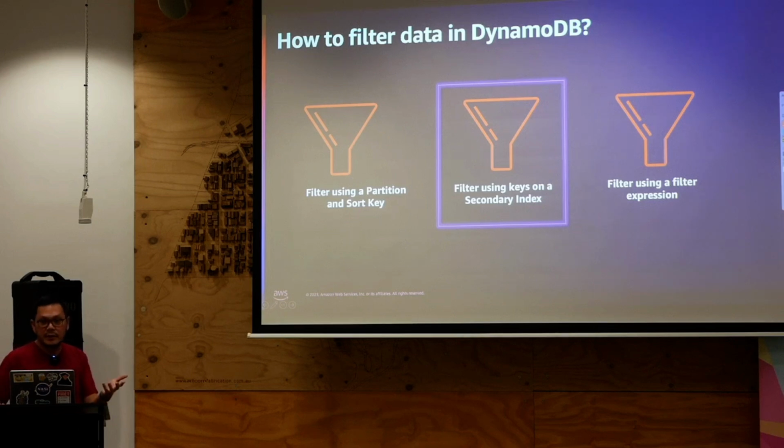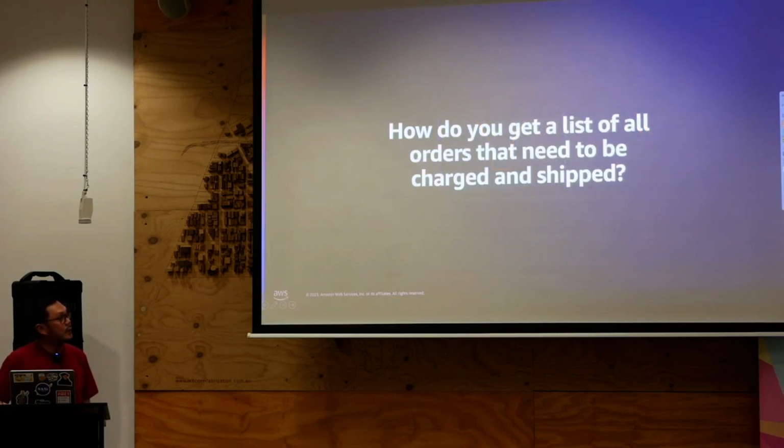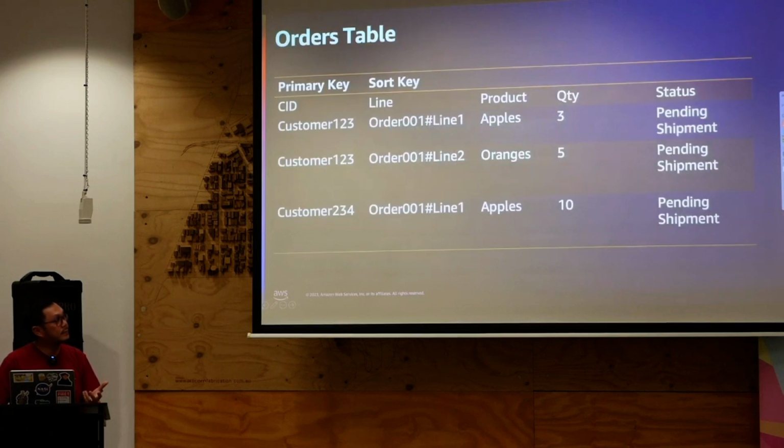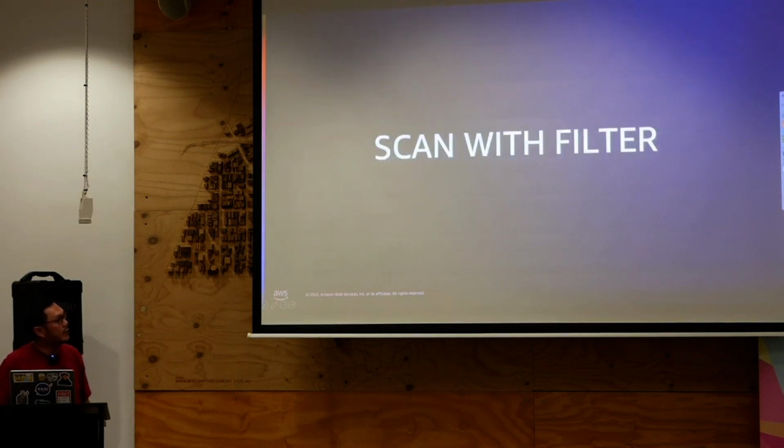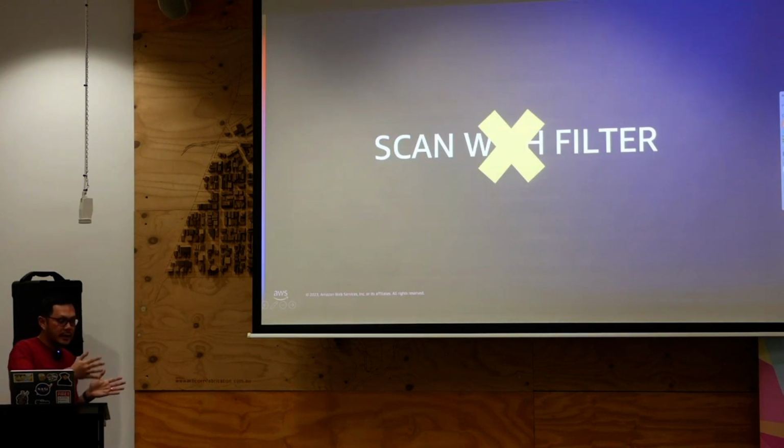Tonight we're just going to look at the GSI and not talk about local secondary index. Previously we looked at the point of view of the user, right? But now as an e-commerce company, how can I get a list of all orders that need to be charged and shipped? One thing I can do is a scan with filter, which we want to avoid, where we scan the table and look at all of the items that haven't been shipped. That's what we don't want to do.